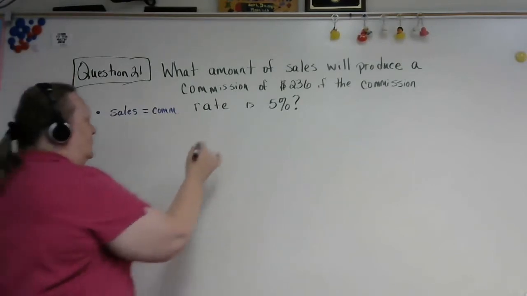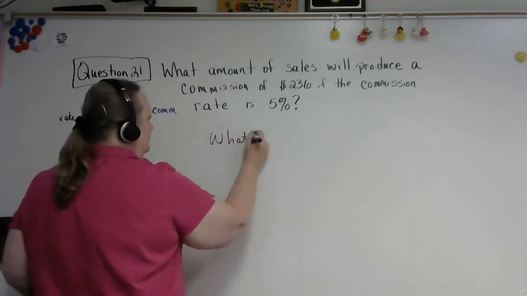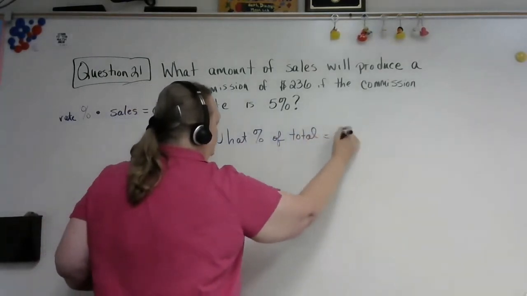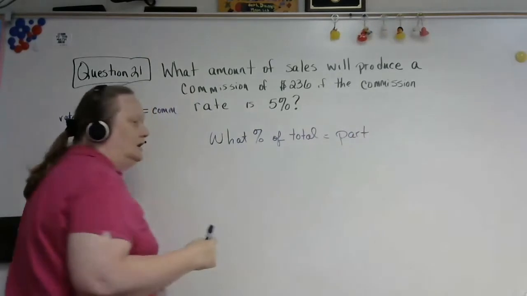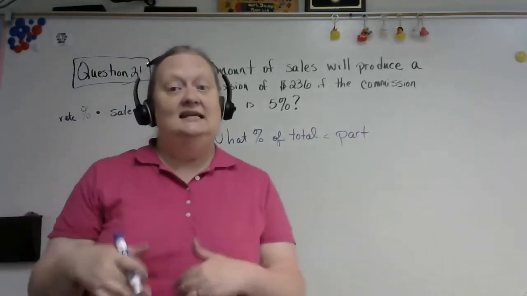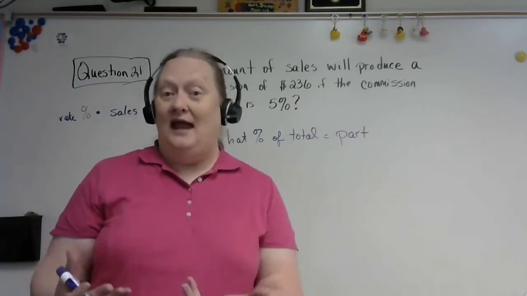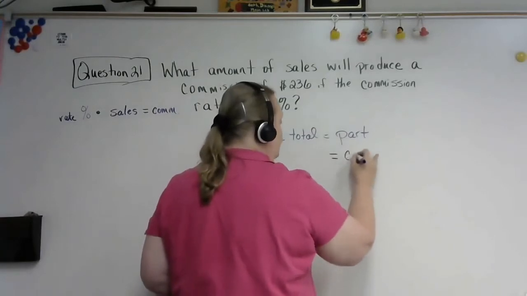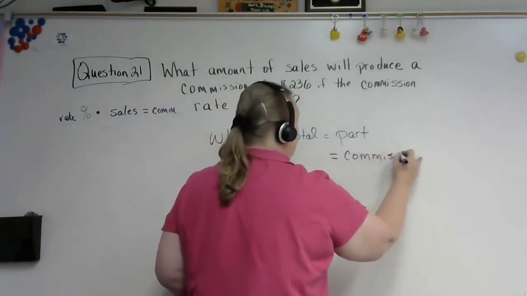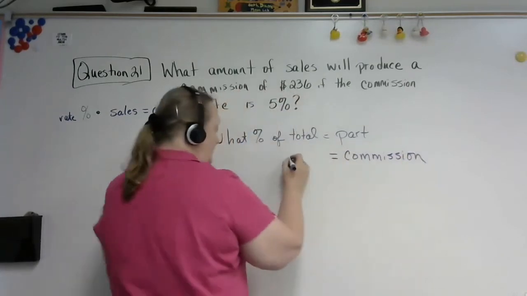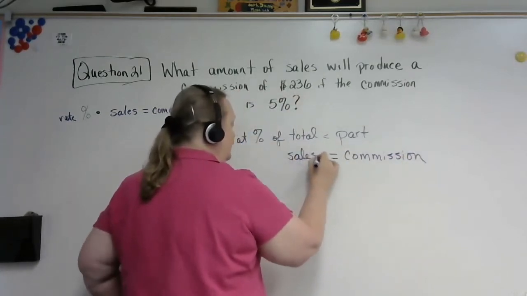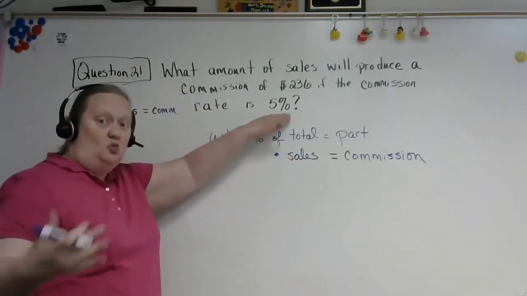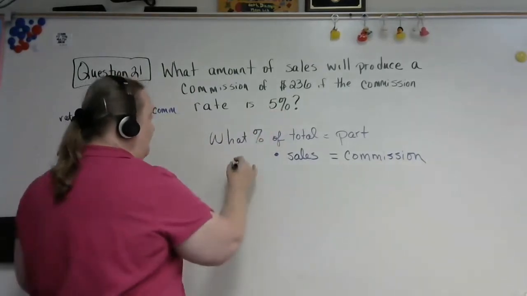So what are we going to say? What percent of the total equals the part? Well, in this case, the part is his commission, the money he receives in addition to his salary or as his salary. So that is his part. That is his commission. The total is the amount of sales. Of means times, and then the percentage is that percentage rate, his commission rate. That's his percent, and that's 5%.